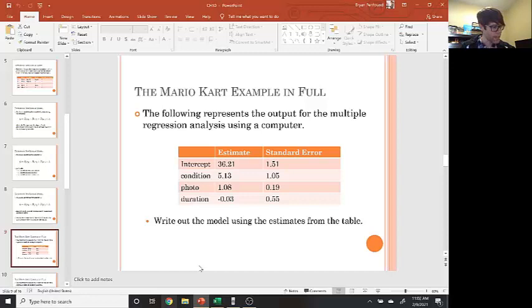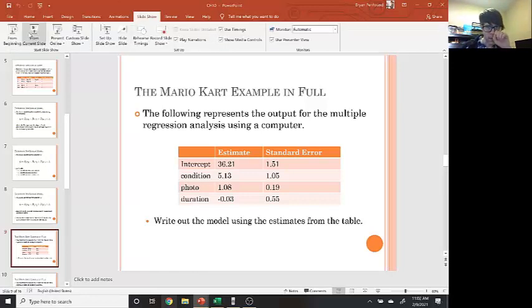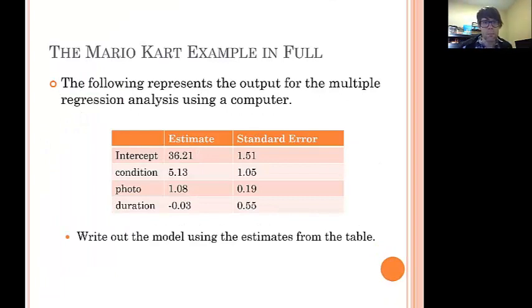Okay, so with that said, let's go ahead and I'm just going to pop this up so that I can do a little bit of writing on the screen. So in full, let's say we input all of this data into Microsoft Excel and we get the following output. What we're going to do is write out the actual linear model here using the estimates from the table. So I go to Microsoft Excel, I ask it to do a regression, I input all of the data like I did in the lab, and this is the output that we get.